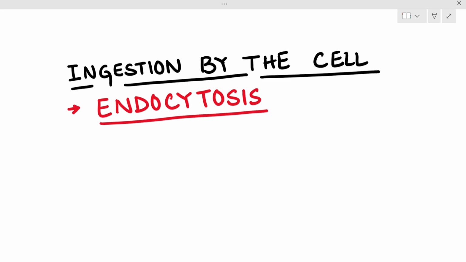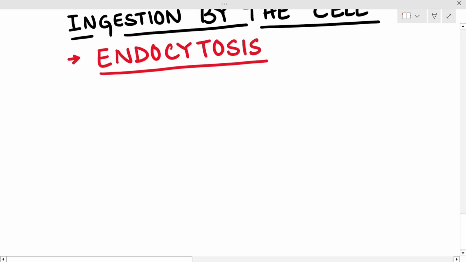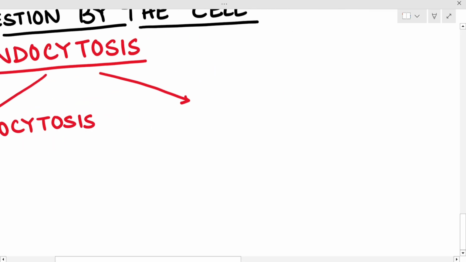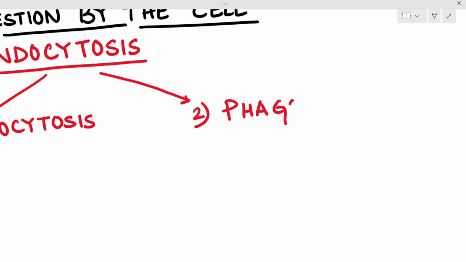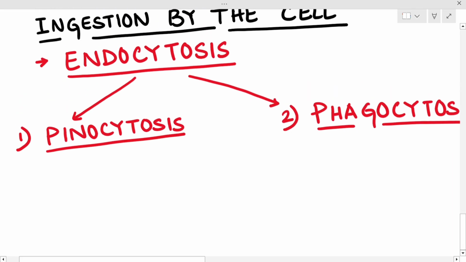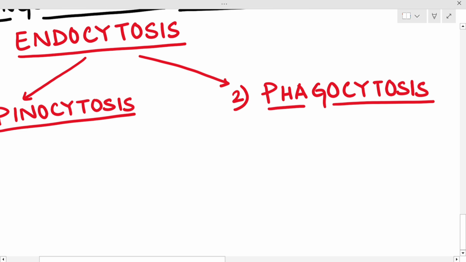Okay, endocytosis. And this endocytosis is further of two types. One is pinocytosis. Second is phagocytosis. Okay. So endocytosis is the process by which cell ingests, and this endocytosis is of two types: pinocytosis and phagocytosis.